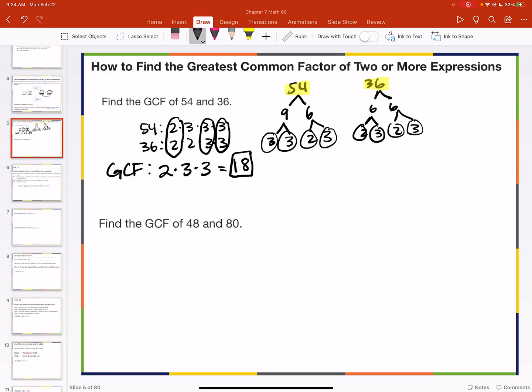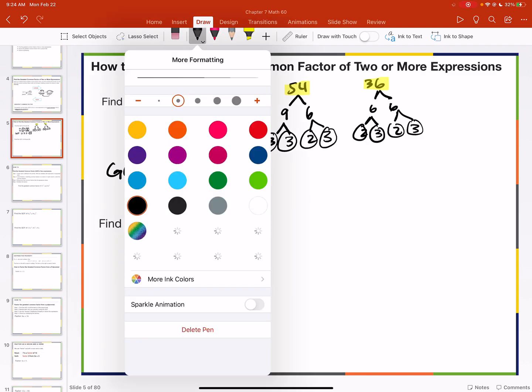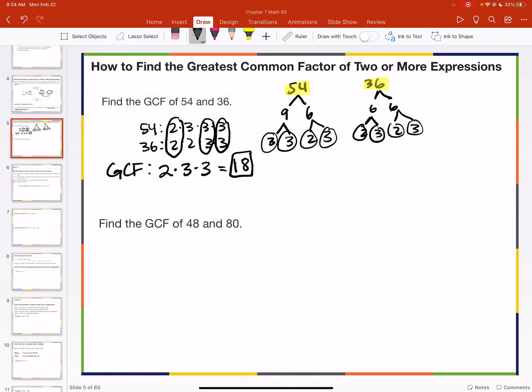All right, so that's the GCF. Let's do another one: 48 and 80. So 6 times 8 is 48. 80 is 8 times 10. 6 is 2 and 3, 8 is 2 and 4, and this is 2 and 2.